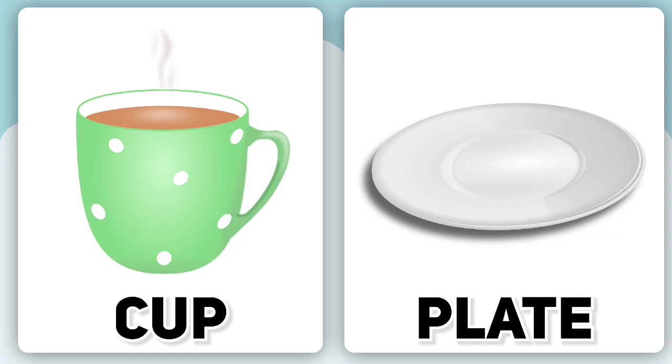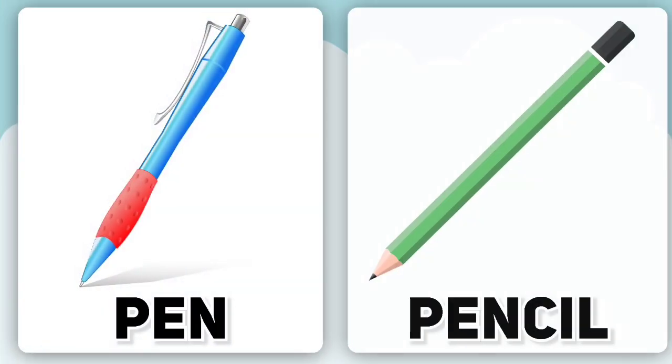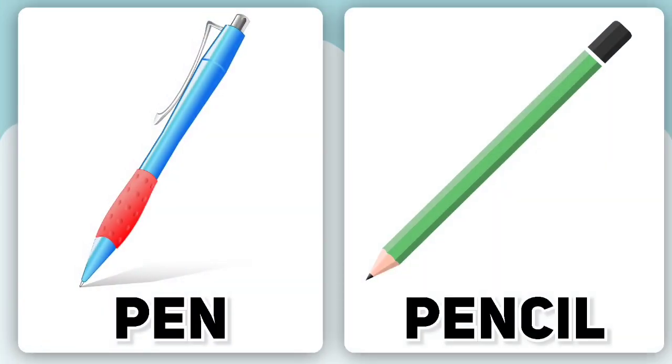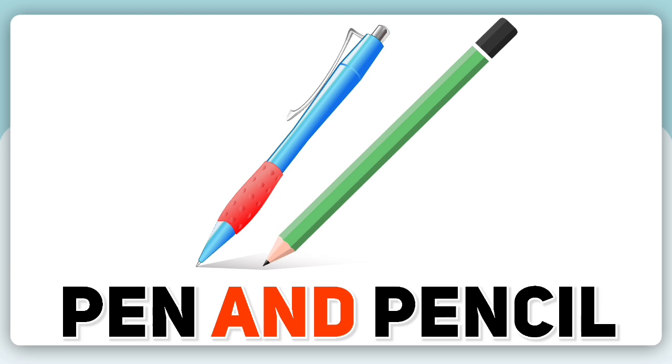We have two words, cup, plate. When we join them, we say cup and plate. We have two words, pen, pencil. When we join them, we say pen and pencil.